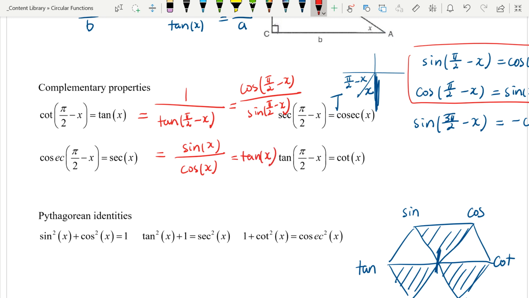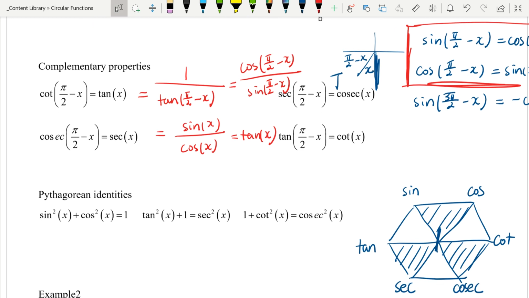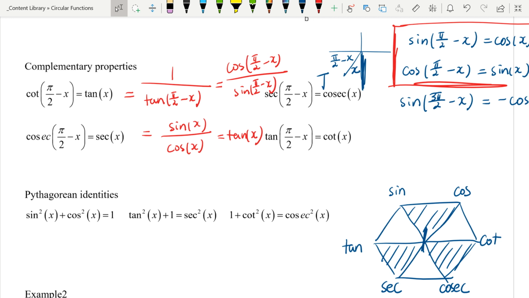You can show this relationship by just changing the formulas. Basically it's based on those two, sine of pi over 2 minus x and cos of pi over 2 minus x, and you can just do some adjustments to it. That's it. If you want to prove the rest of it, it's all similar. So sec of pi over 2 minus x, you make it 1 over cosine, and cosine of pi over 2 minus x is sine x, and 1 over sine x is cosec x.